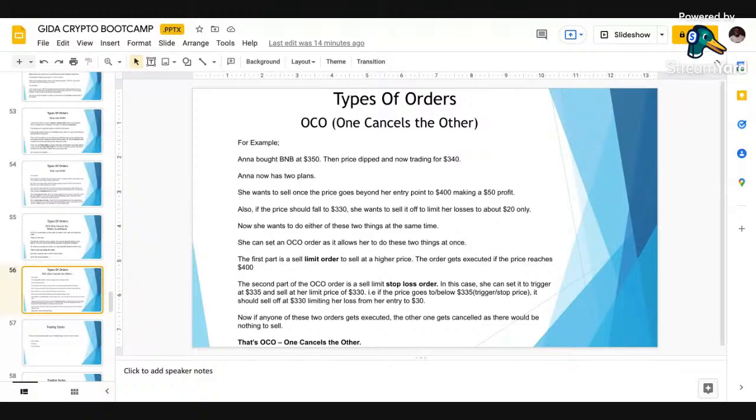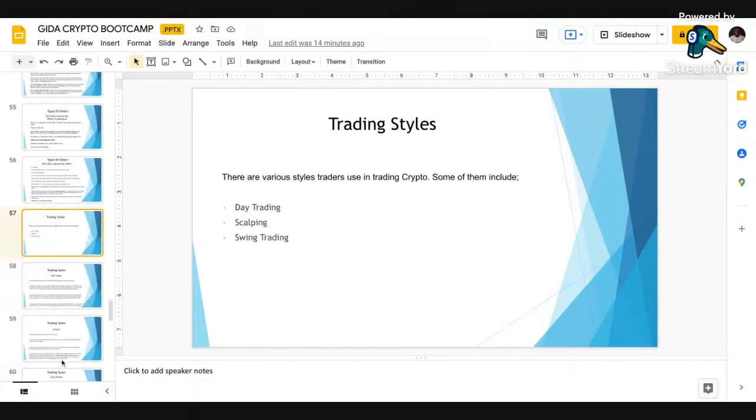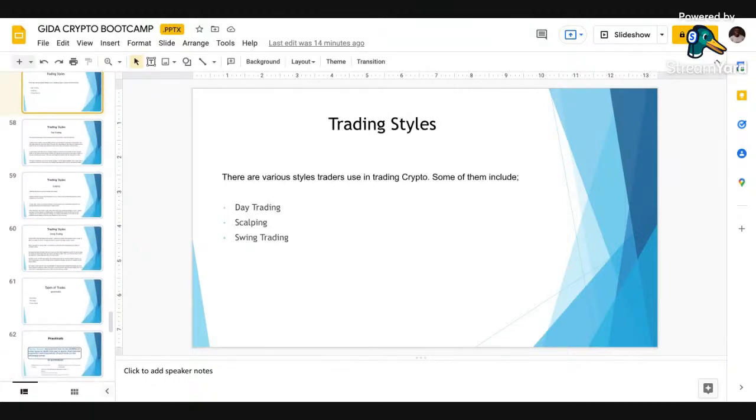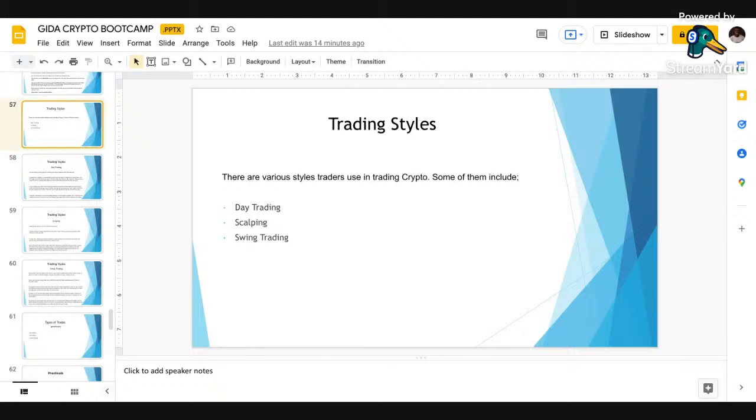Now, let us proceed. So we've covered the various types of orders you find on exchange. We've talked about limit order. We've talked about market order. We've now talked about stop loss order, which takes two types. You can have the stop limit order or the stop market order. We've also talked about OCO, which combines the limit order and then the stop loss order, which can be either the stop market or the stop limit. Now let's proceed to trading styles.